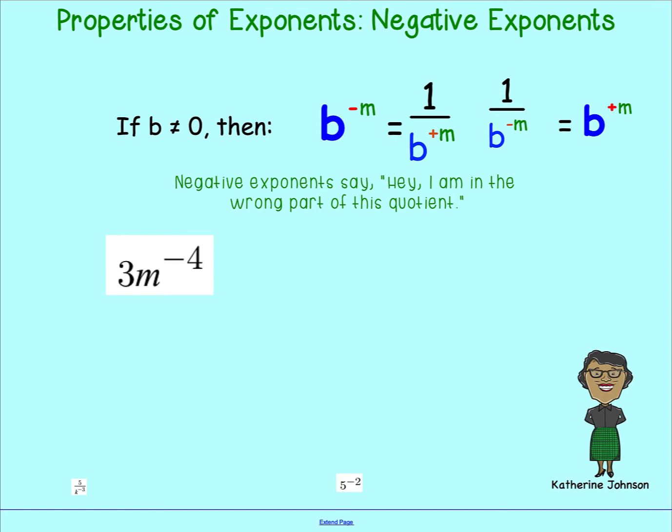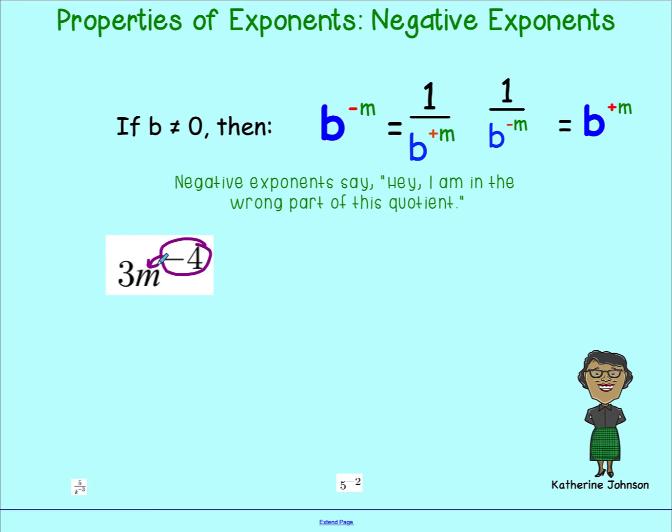So in this next one, I see a negative exponent, but you've got to be careful about something. Remember that in the absence of parentheses, the negative 4 is only attached to the m. It's not attached to the 3. So the only thing that is being exponentiated, fancy word, by the negative 4 is the m. The 3 has a hidden exponent of positive 1. So the 3 is fine exactly where it's at.